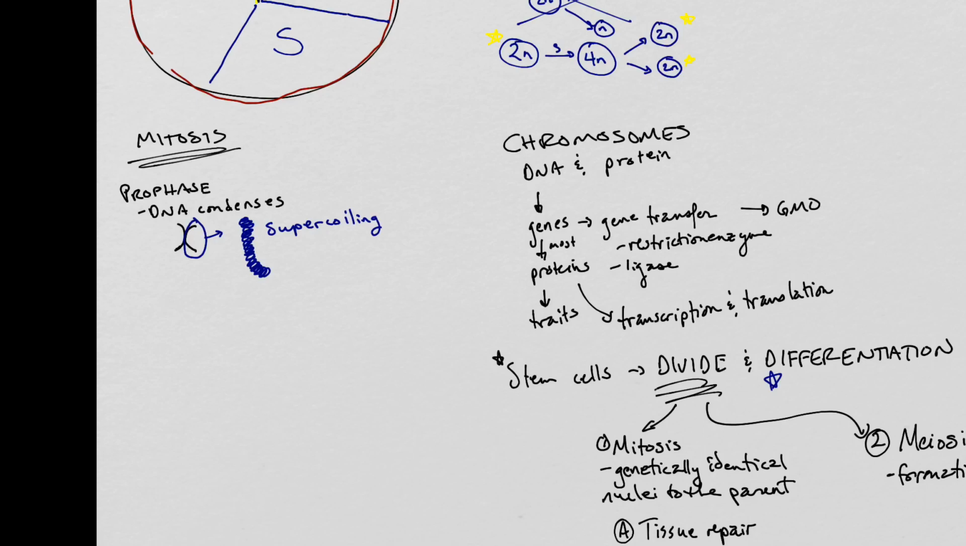So these are identical pieces of DNA. This piece on the right is exactly the same as the piece on the left. And because they are exactly the same as one another, they are called sister chromatids. Sister chromatids. This whole thing together is called a chromosome.